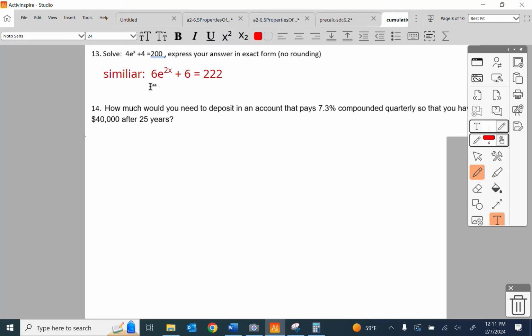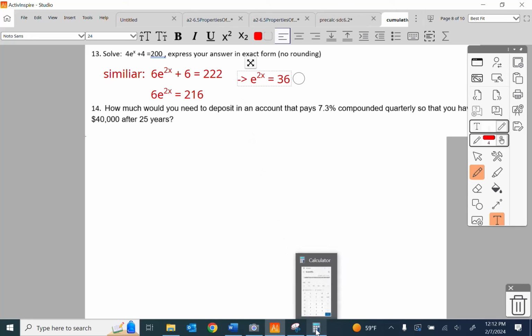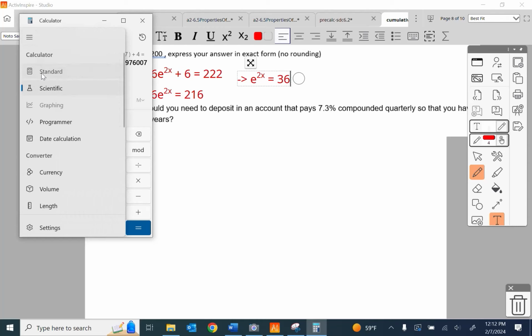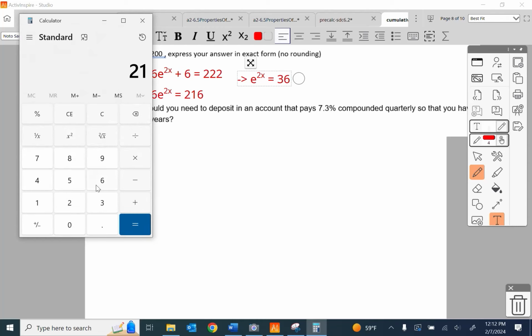Now, what I'm going to do is subtract 6. 6e to the 2x is equal to, hopefully I'm thinking right, 216. Then I'm going to divide by 6. I guess some of y'all need to see me actually do that because you're like, where did that 36 come from? Well, again, the good Lord gave me a calculator. Let me put this back in standard here. I take 216 and divide it by 6, there's 36.